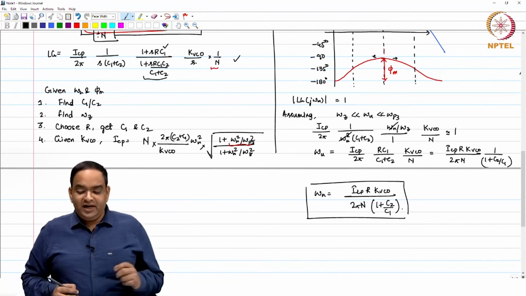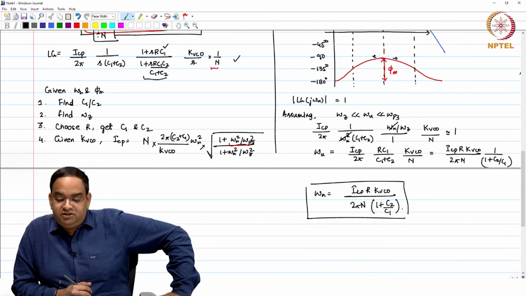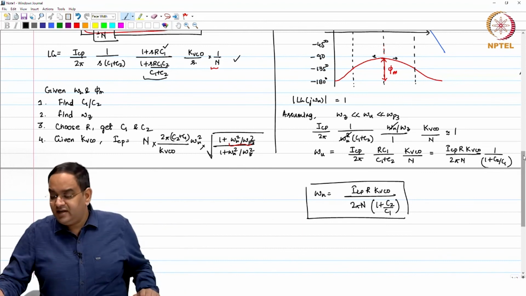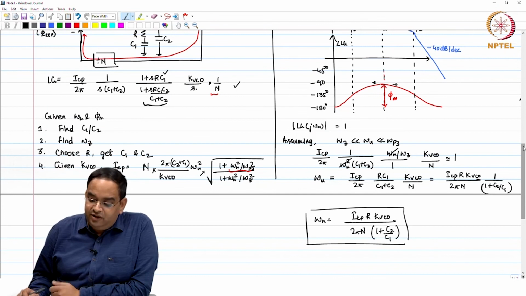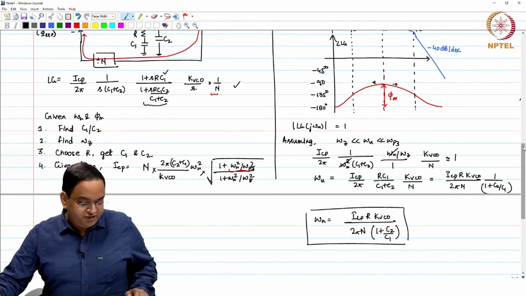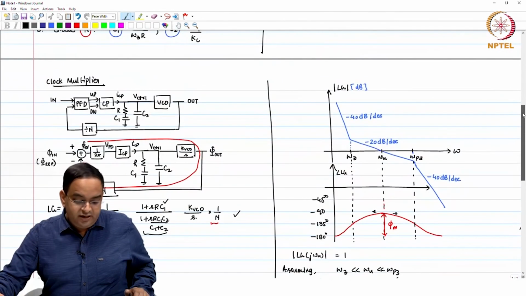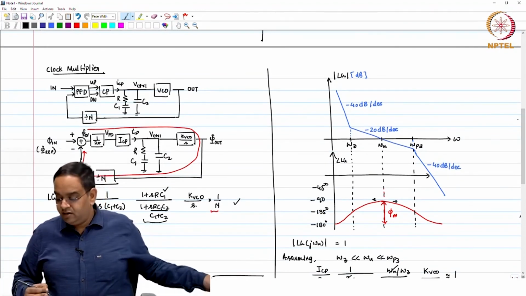So, you can calculate the unity gain frequency, and what you see here is that your unity gain frequency is proportional to R. Just think about it, if your R varies slightly from your desired value, your unity gain frequency will vary, but your C1 by C2 remains the same. So, your phase margin will remain the same, there is quite less deviation there. So, this is the standard procedure to design a simple charge pump PLL or a charge pump clock multiplier. Thank you.